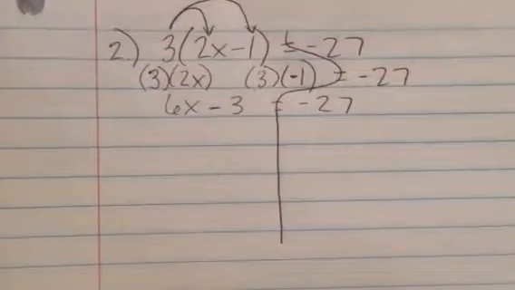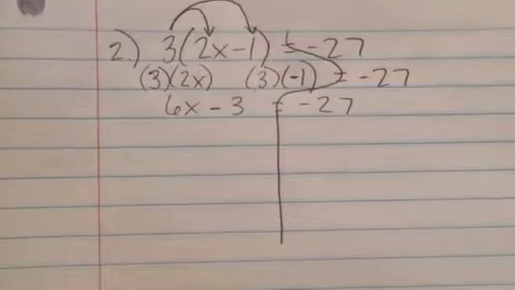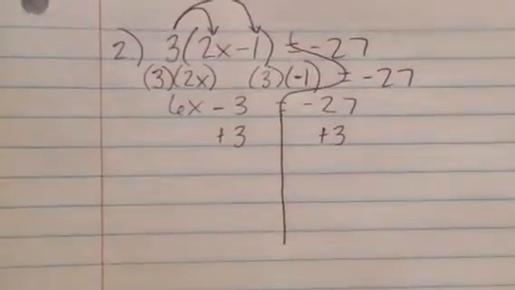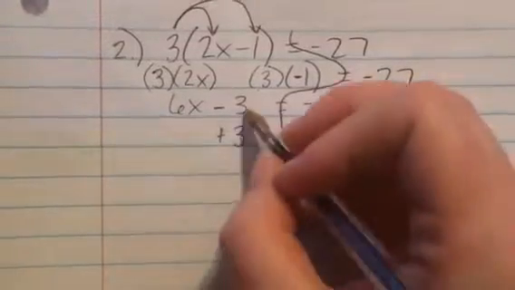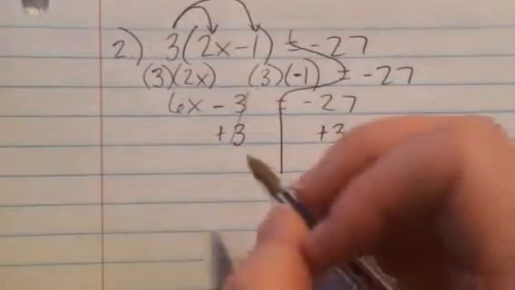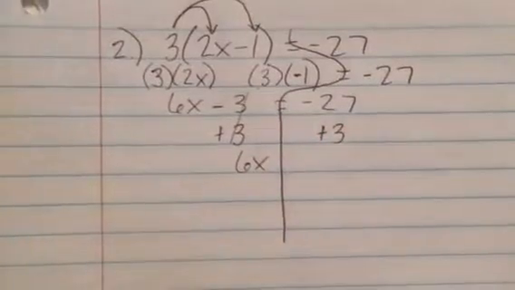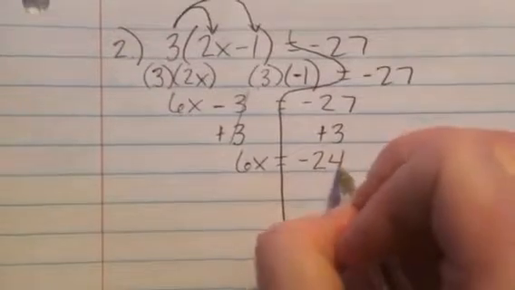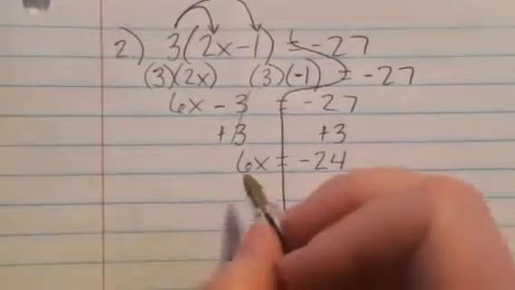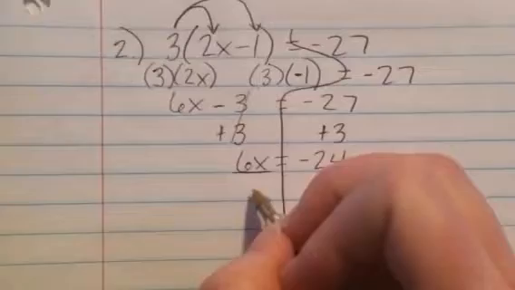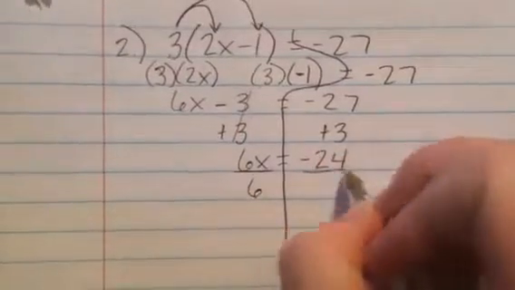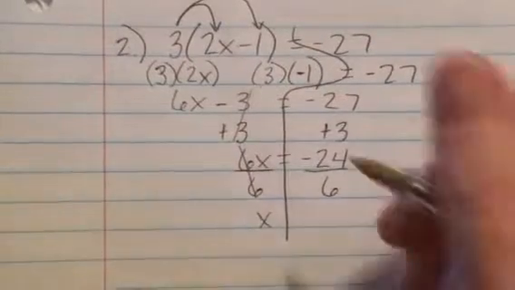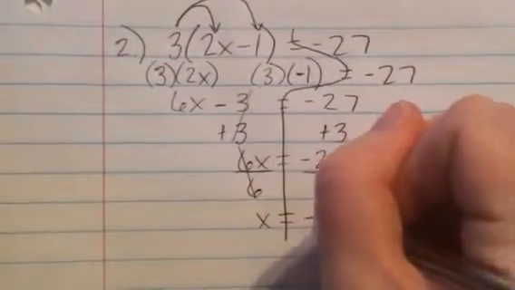Remember, the first step is always to go after the constant, and since it's a -3, we need to add 3. But remember, I have to do that to both sides, of course. So my -3 and +3 go away, and really this is just 6x. And then equals -27 plus 3 gives me -24. And then my second step to any two-step equation is to divide by the coefficient. So my 6's divide out, and I just have x equals -4.